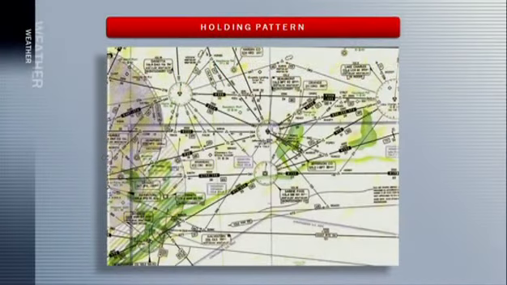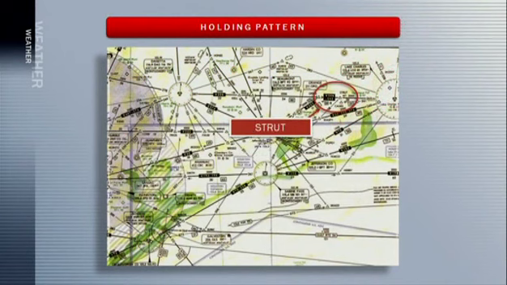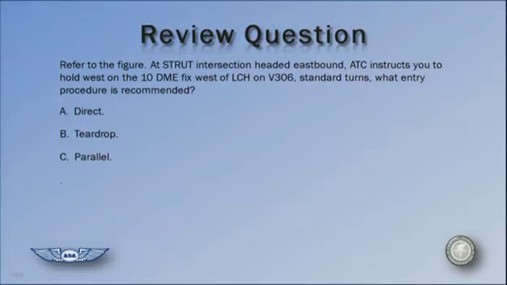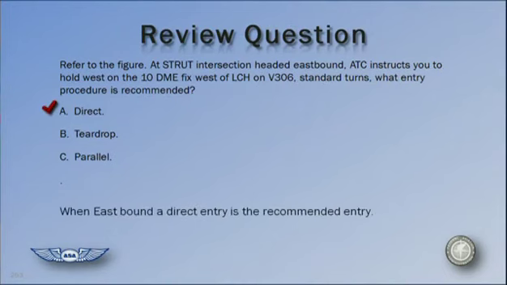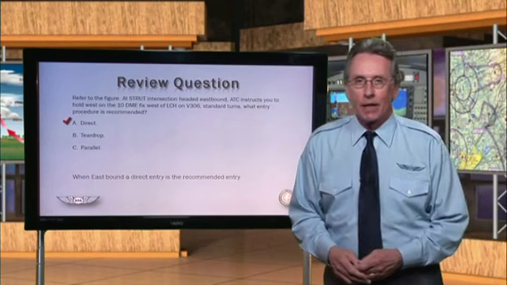Which of these three? Well, we look at our figure. We find Strut. Okay, we go to this figure. We note that the aircraft is in the direct entry sector, flying on Victor 306. So we go back to our question, which is the correct answer? A. When eastbound, a direct entry is the recommended entry.